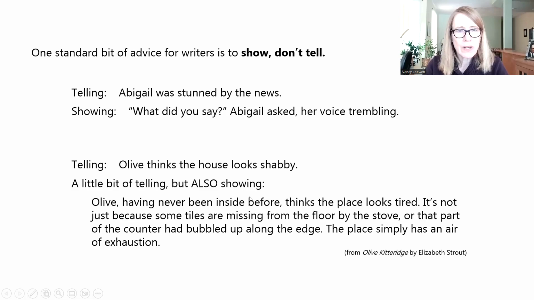And I also want to point out here, we have tiles missing from the floor by the stove. That gives us a mental image. In this particular case, because this isn't a hugely important detail in the story, we don't need to know the color or the design of any of this stuff. This is enough. The counter bubbling up along the edge, that's enough. That's what we need.